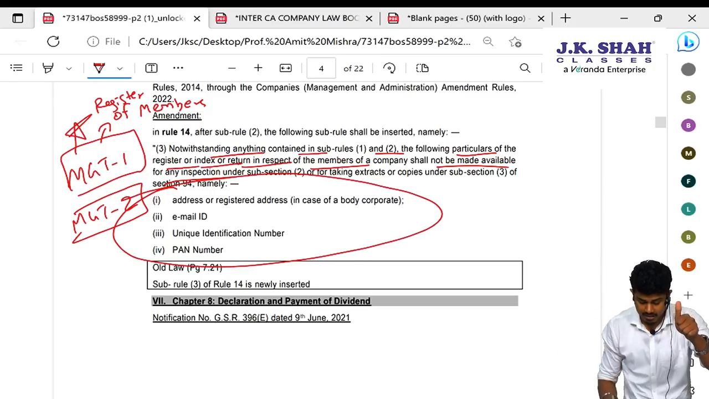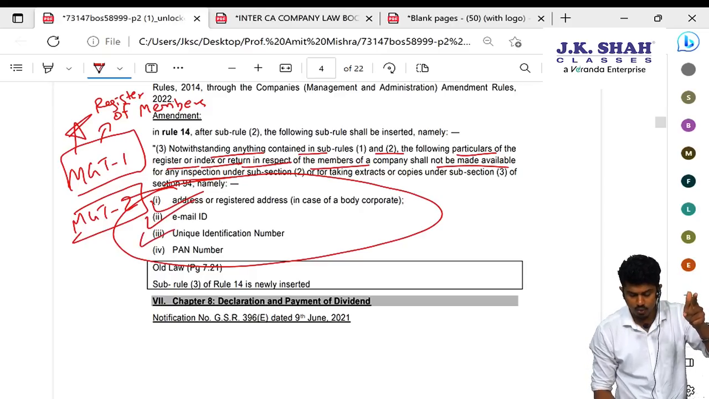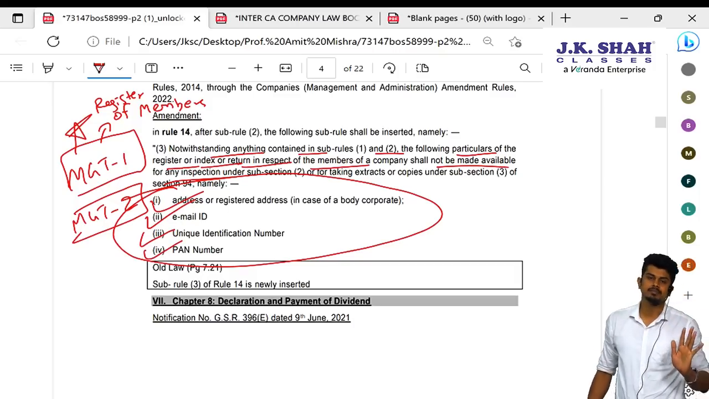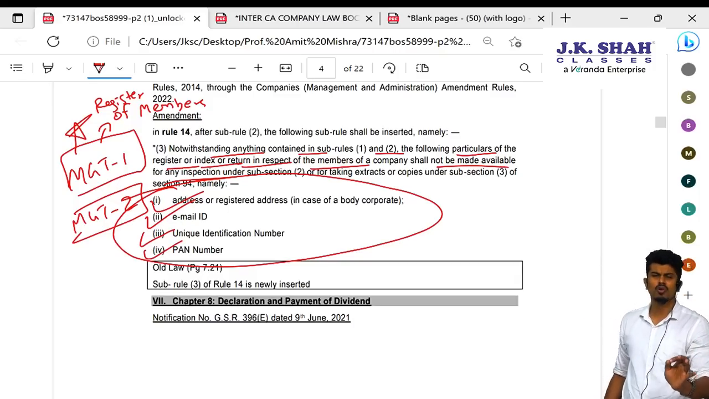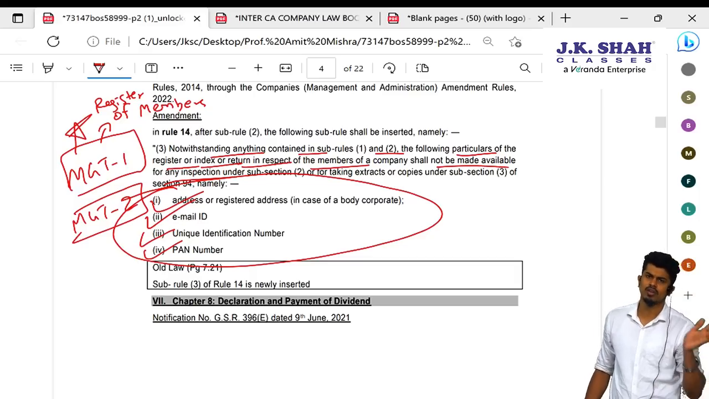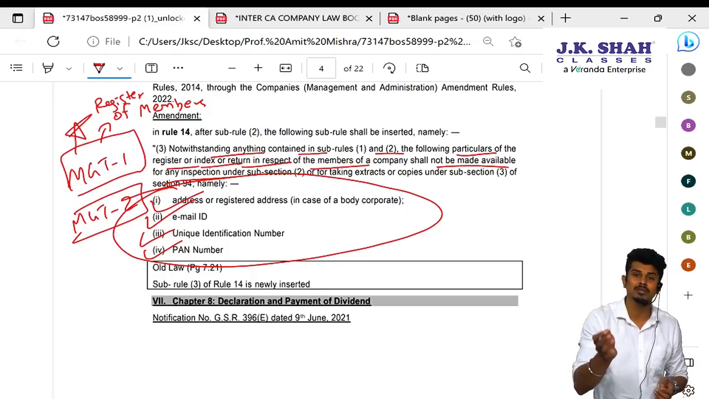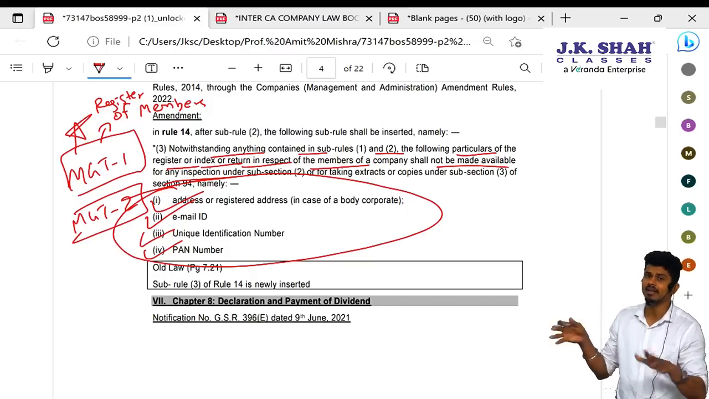You cannot inspect the address of any member. You will not get the email ID of that particular member. You will not get the UIN, that is unique identification number, and neither will you get the PAN number. These 4 details about a particular member, you are restricted to access. Company will not show you those details. You are not allowed to inspect these 4 details of a particular member of any company.